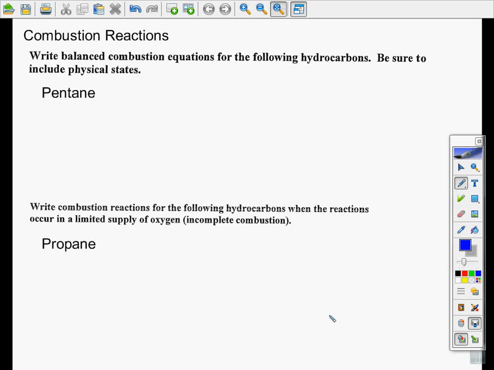Now we're going to look at combustion reactions, and we're going to look at two different types. The first one is going to be a complete combustion. The second one will be an incomplete combustion reaction, which leads to different products. So we also have to include physical states with this.